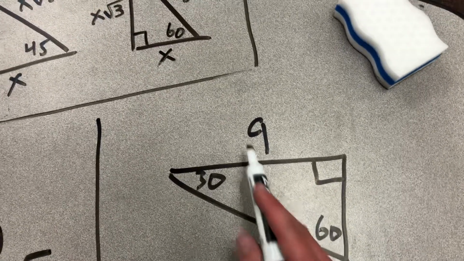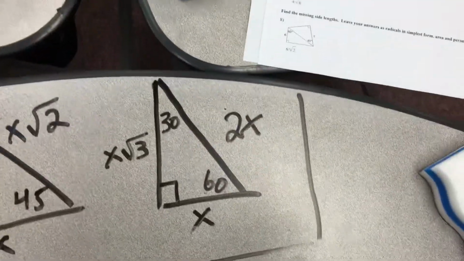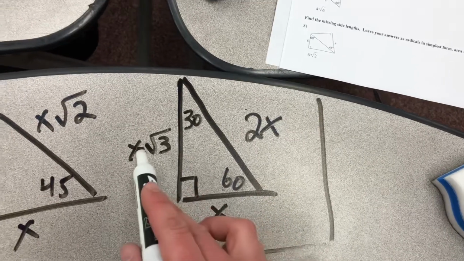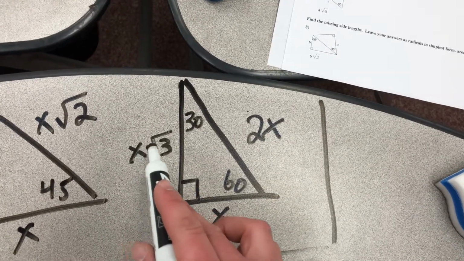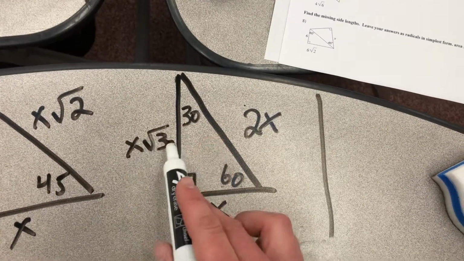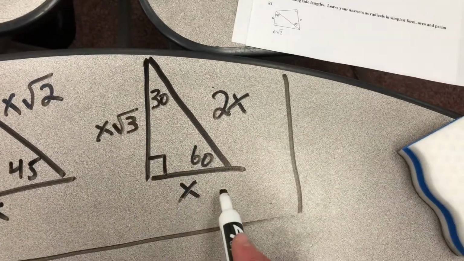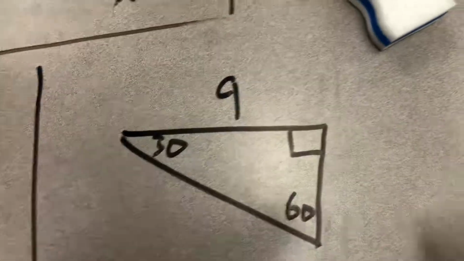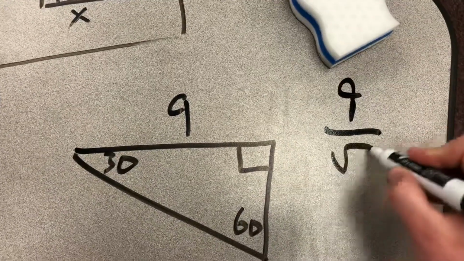So here, I'm given the 60-degree side. If I go up here, the 60-degree side is x times the square root of 3. So if I want to get down to x, I need to do the opposite of what's happening up here. If that's x times the square root of 3, I'm going to divide it to get down to x. So over here, I'm going to do 9 divided by the square root of 3.